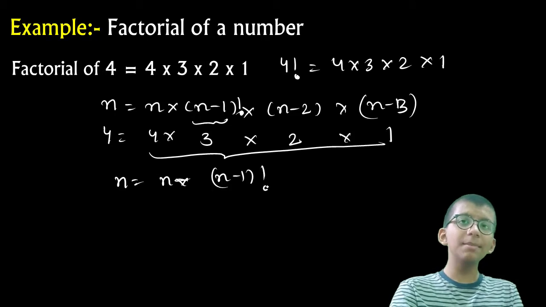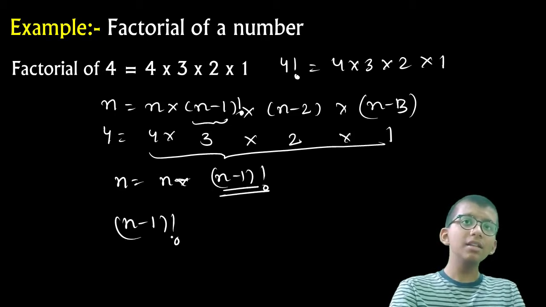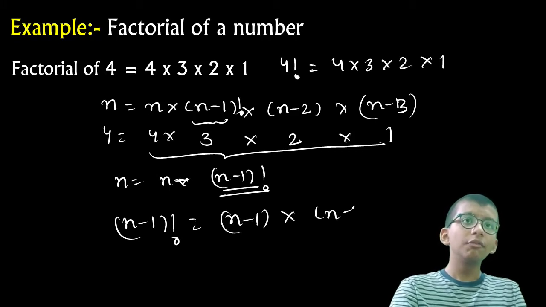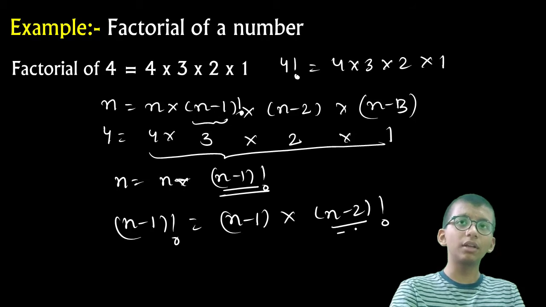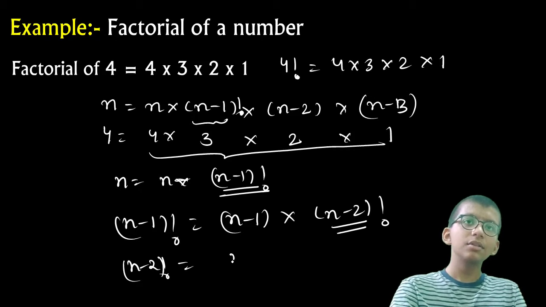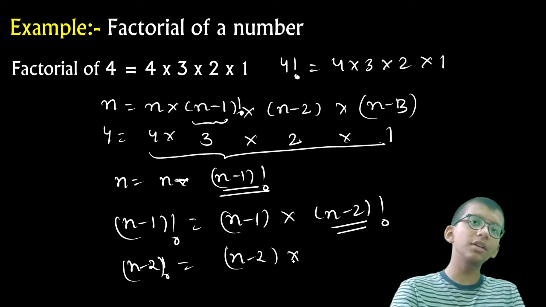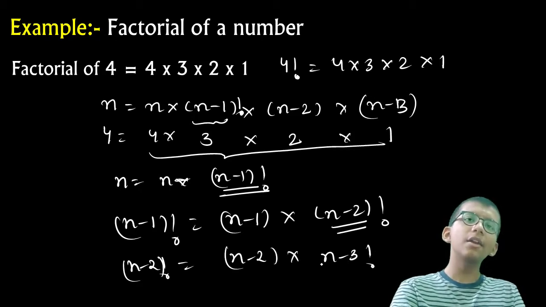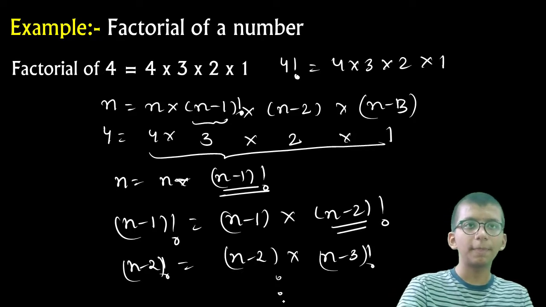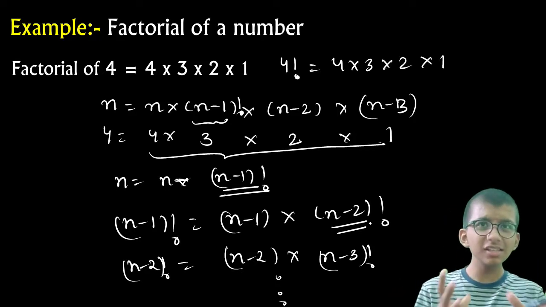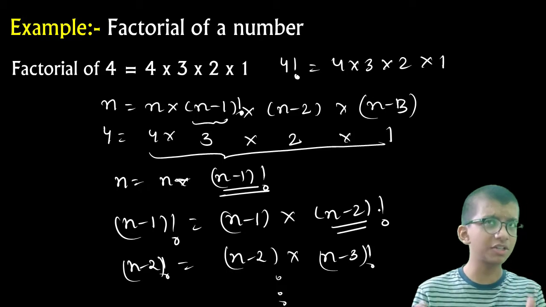For taking out the n minus 1 factorial, we will take n minus 1 times the n minus 2 factorial. For taking out the n minus 2 factorial, we take n minus 2 times the n minus 3 factorial, and on and on. So this is something we can relate to the logic just now.